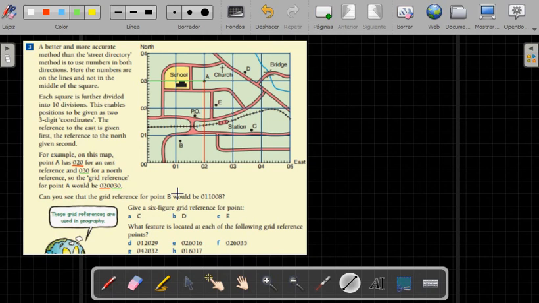Always keep in mind that. Finally, it says, can you see the grid reference for point B would be 0, 1, 1, 0, 0, 8?